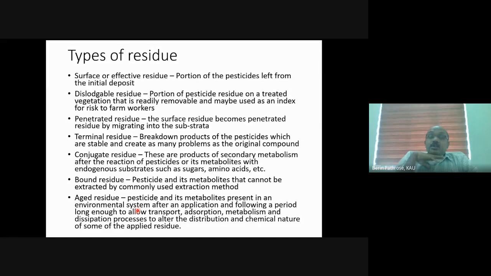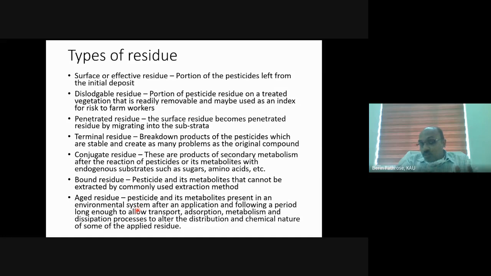Glutathione S-transferase catalyzes conjugation reactions. It catalyzes conjugation of pesticides with sugars, carbohydrates, etc. So the pesticide residue undergoes secondary metabolism. That metabolism can be with glutathione S-transferase, and the pesticides or its metabolites form conjugates with sugars, amino acids, etc.